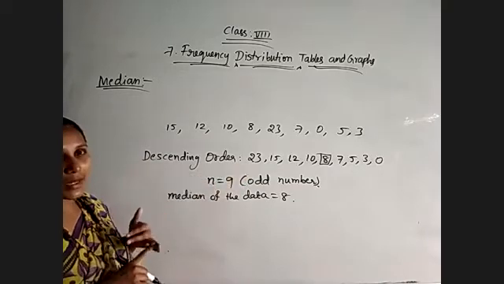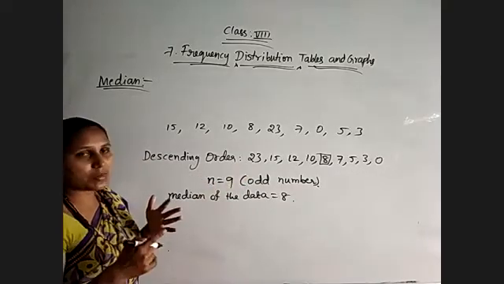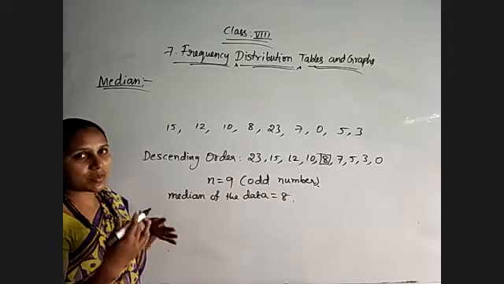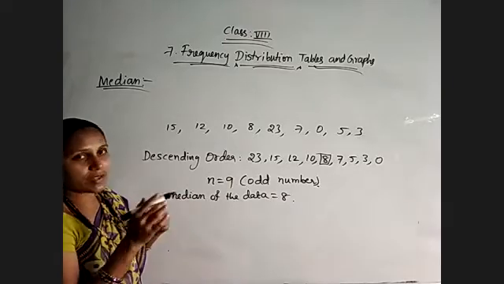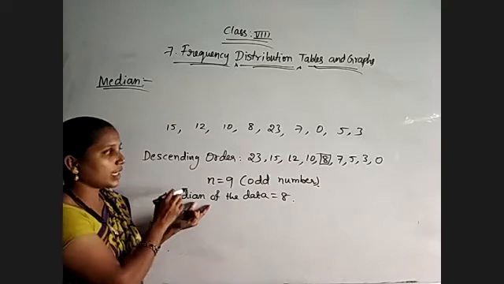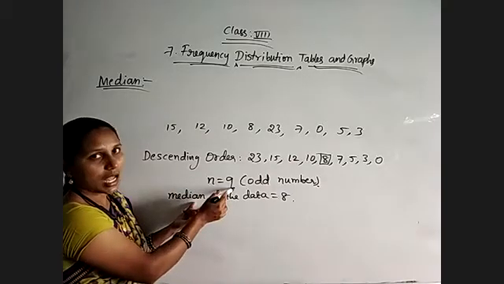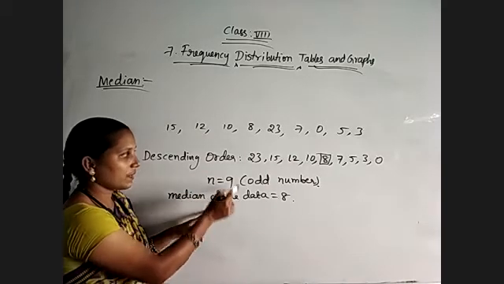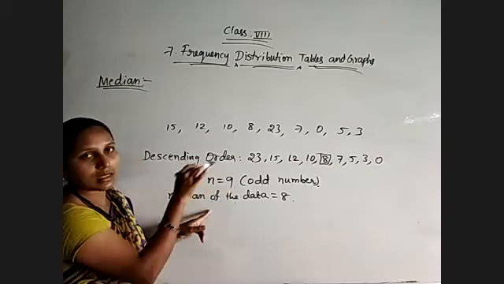And remember, it is one of the values from the given observations. In the case of the mean, sometimes we get one of the observations, but most of the times we will not get one of the values from the given observations. But coming to the median, when n is an odd number, we will compulsorily get it from the data itself.